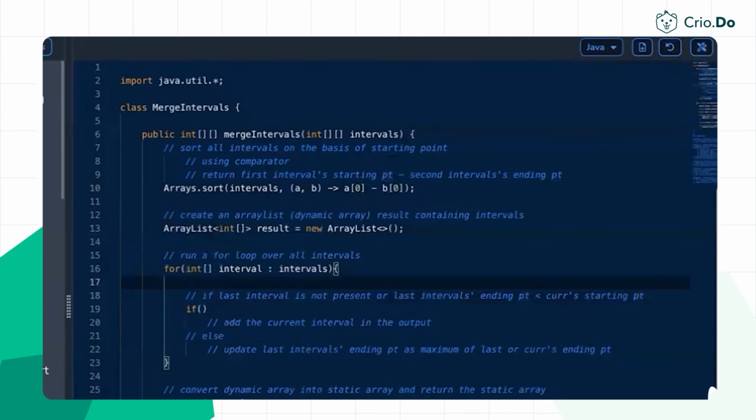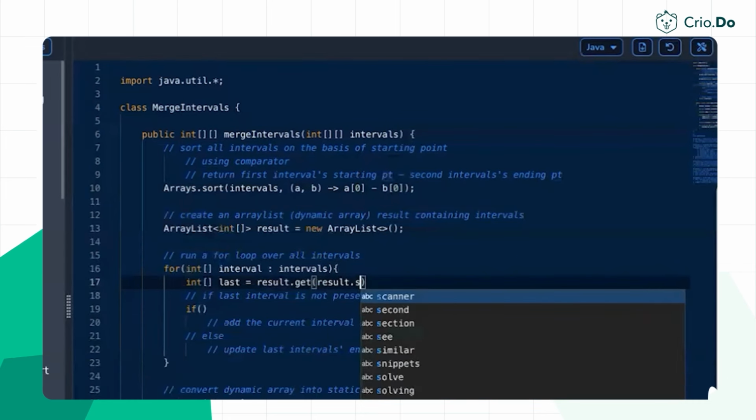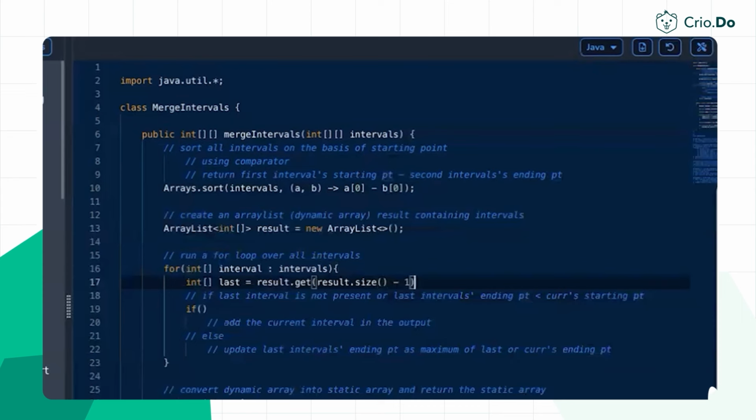So we can get the last interval in a variable, named last. In the resultant, get the last index, that is the resultant dot size minus 1 index. But as discussed, it can happen that the last interval does not exist, that is, the size is 0. So if the resultant dot size is 0, in that case just take it as null for now. Otherwise, a null pointer exception will be there.